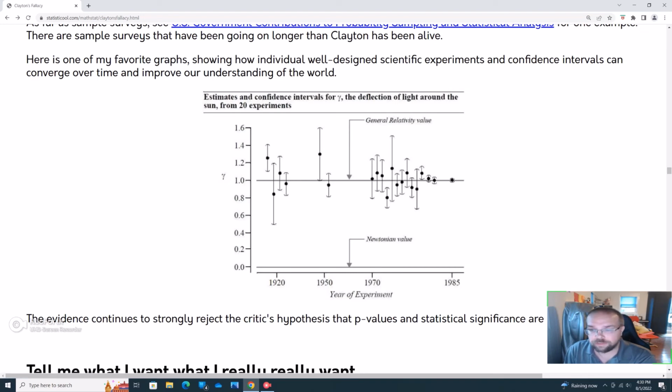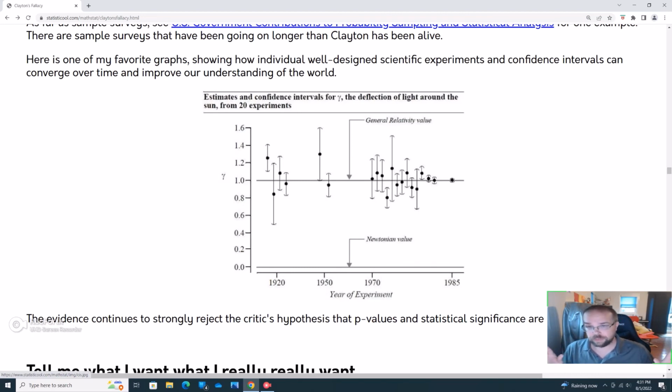I have this graph that I really like because it shows frequentist methods over time. Supposedly it's bad for science, but it's used in sciences. These are well-designed scientific experiments with confidence intervals on each one. This looks at estimates and confidence intervals for gamma, the deflection of light around the sun, from just 20 experiments. If the Newtonian version is right, we expect gamma to be around 0. But it looks like most experiments are around 1.